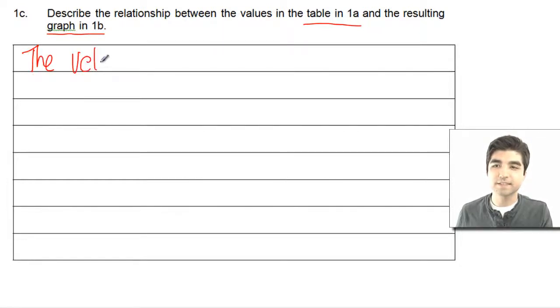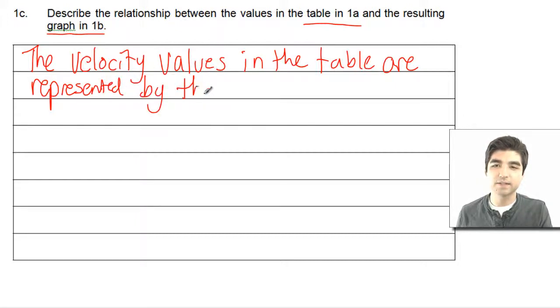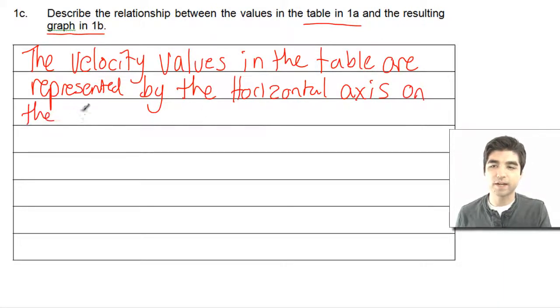The velocity values, that's a good word, in the table are represented by the horizontal axis on the graph.